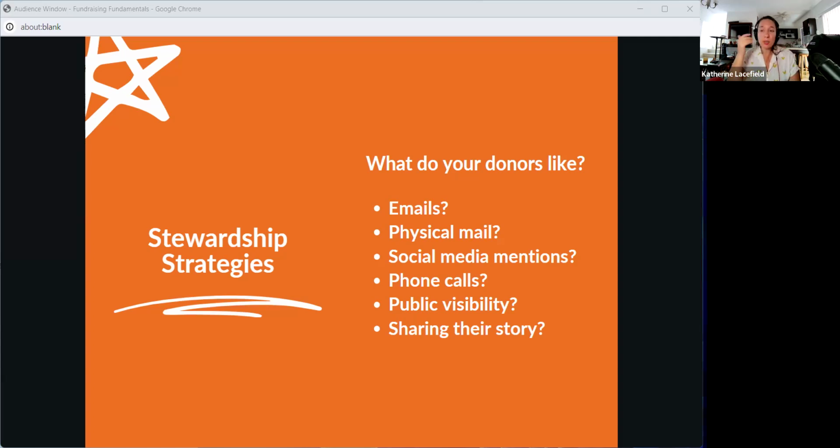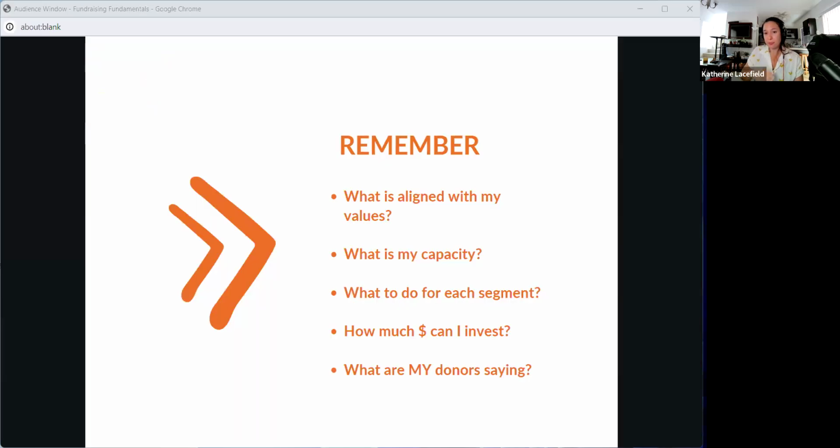So these are just some higher-level strategies for choosing the strategies that work for you. Remember, when you're doing stewardship, what is aligned with your values? If you're an environmental organization, sending a whole bunch of stuff by mail is maybe not aligned with your mission. I've had animal shelters do barbecues where people criticized them because they were serving meat while being an animal organization. So keep in mind what is aligned with your mission and values before doing these types of activities.